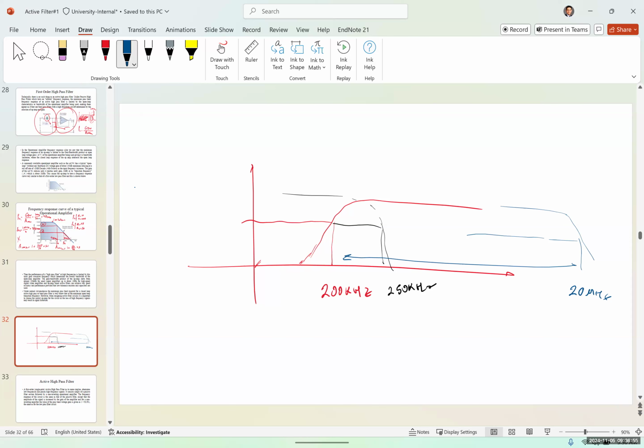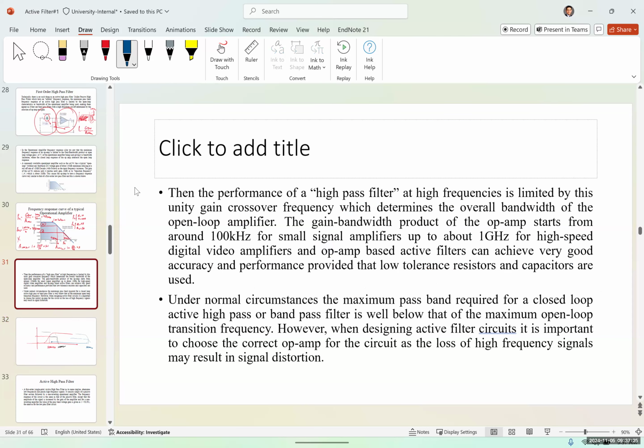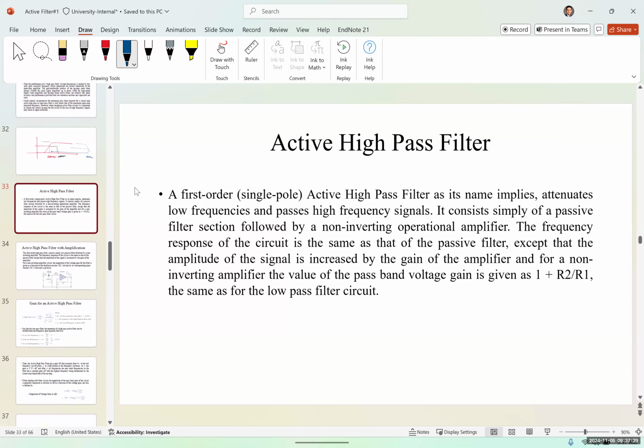So when designing an active high pass filter, you have to take into consideration the upper cutoff frequency of that op amp. In some systems, like if you want to filter out 50 hertz or 60 hertz, an op amp that has an upper cutoff frequency of 1 megahertz is going to be more than enough. But in other applications where your lower cutoff frequency is around 200 kilohertz, 300 kilohertz, or 1 megahertz, then a normal 741 would not even work, because the upper cutoff frequency of that 741 is 1 megahertz. So you have to switch to a higher frequency op amp. This is what these two slides explain.